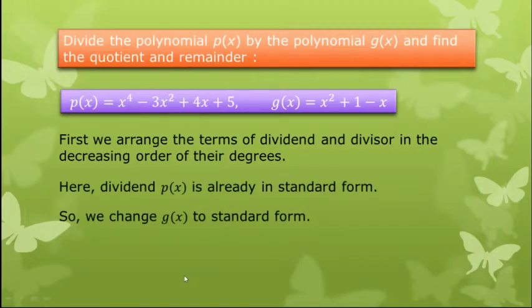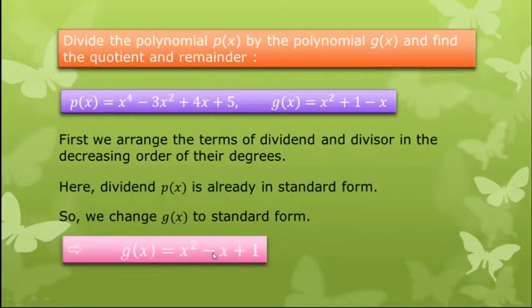We change g(x) to standard form. So what will we write? We will write first the 2 power, that is x square, then the 1 power, that is minus x, and then the 0 power, so it will be plus 1. So when we change it into standard form, we will write it as x square minus x plus 1. This is the standard form of g(x).